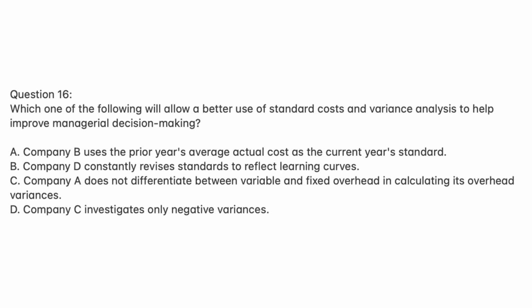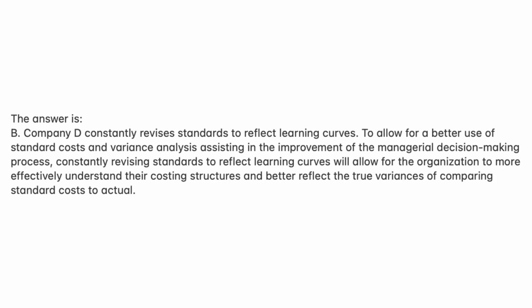Question 16. Which one of the following will allow a better use of standard costs and variance analysis to help improve managerial decision-making? A. Company B uses the prior year's average actual cost as the current year's standard. B. Company D constantly revises standards to reflect learning curves. C. Company A does not differentiate between variable and fixed overhead in calculating its overhead variances. D. Company C investigates only negative variances. The answer is B. Company D constantly revises standards to reflect learning curves.